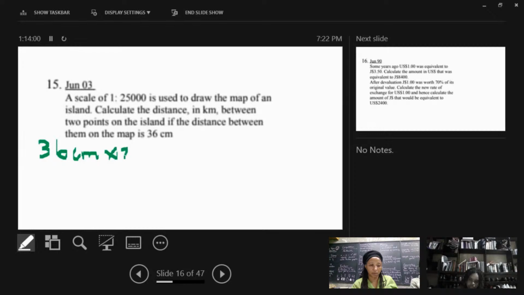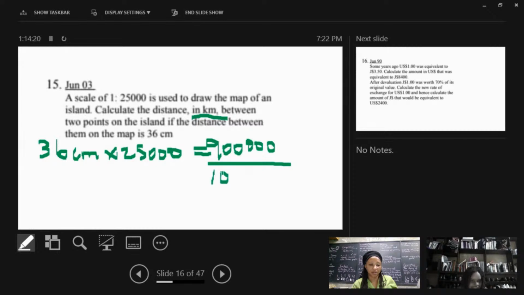And 36 times 25,000 is what? 900,000. And this is in centimeters, so we need to change it to kilometers. You divide by 100,000. So you'd get what? 9 kilometers.